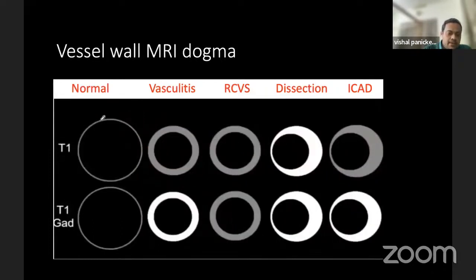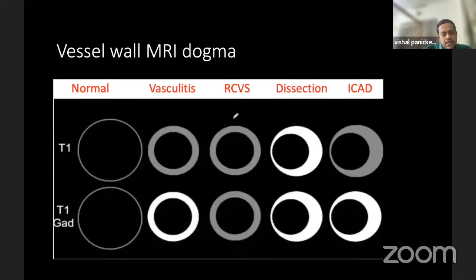This is the normal appearance. Normally the vessel wall will be thin, and there will be an adequate lumen. In T1 and T1 gad images, there will not be any enhancement. In vasculitis, there will be luminal narrowing and the vessel wall will be thickened. On contrast, there will be enhancement of the vessel wall due to inflammation of the vessel wall.